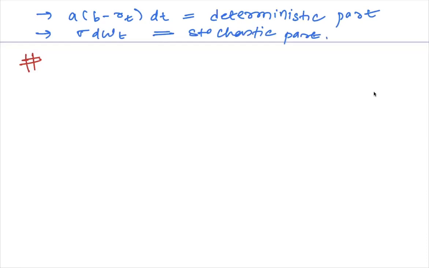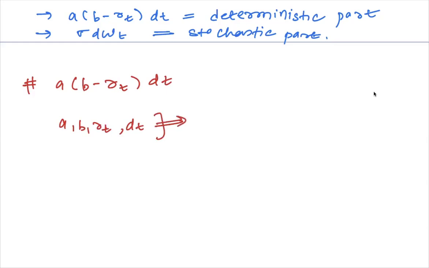Okay. So now a quick question is, what is deterministic and what is stochastic? See, why do we say this is deterministic? Because we have values of A, B, RT and dt. We have values of this, so it can be determined. Okay. So let me give you a better example.